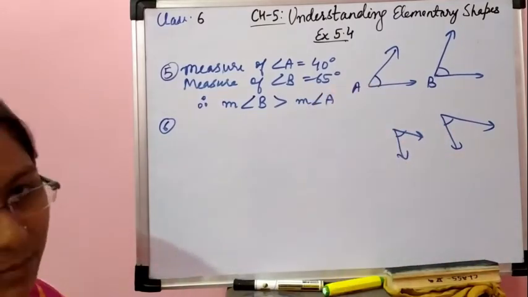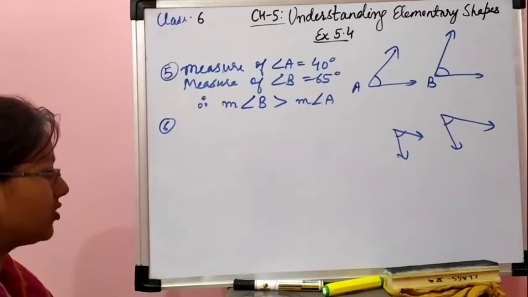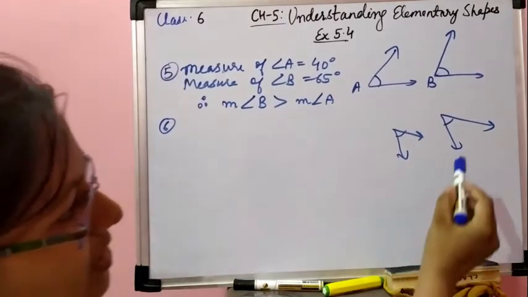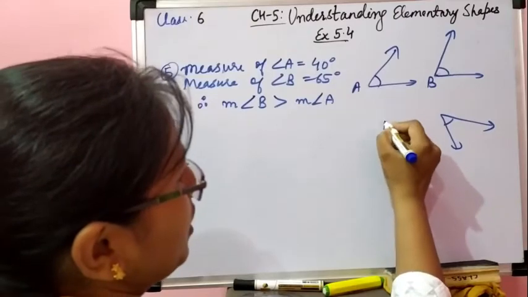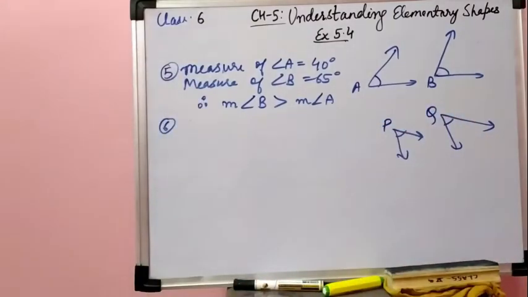Again the question is the same: which one has the larger measure? And estimate and confirm them by measuring them. First estimate, then confirm. So by estimating, I can see that this one is bigger. Let's name them P and Q. We will do it the same way.